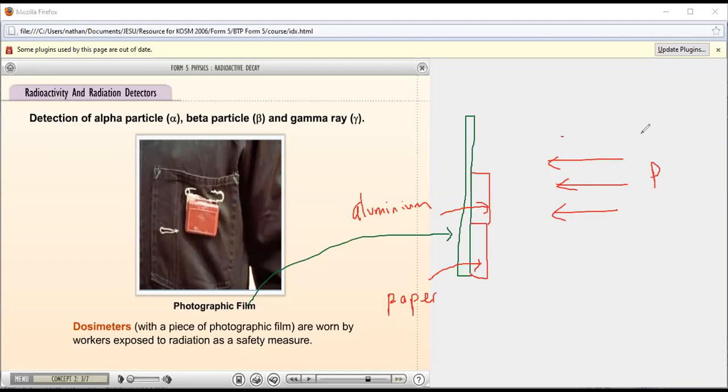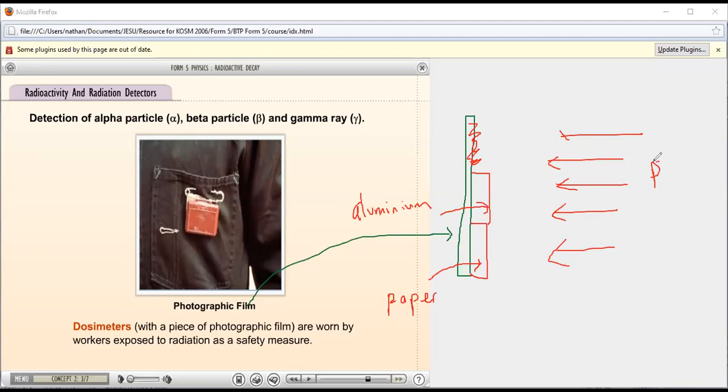So what happened when the radiation pass through, you see that only this part of the film is darkened. That means this part not darkened, this one not darkened. We know that the radiation can be blocked by paper. So we know this is alpha particle.